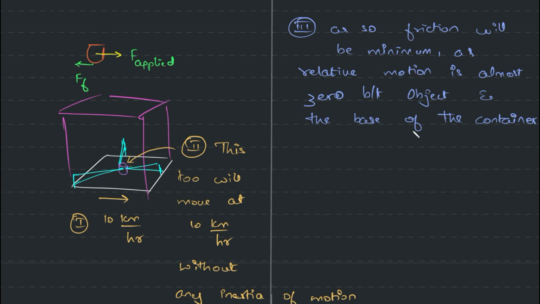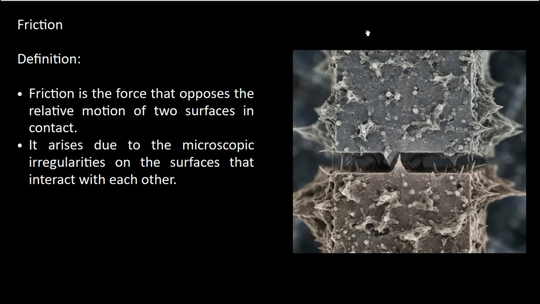Okay, it's a very important statement. That's why I'm taking a lot of time. Only if you see a relative motion, you see friction being applied. So if two objects are moving together at the same speed, what happens? Like over here, then the friction will be minimum.